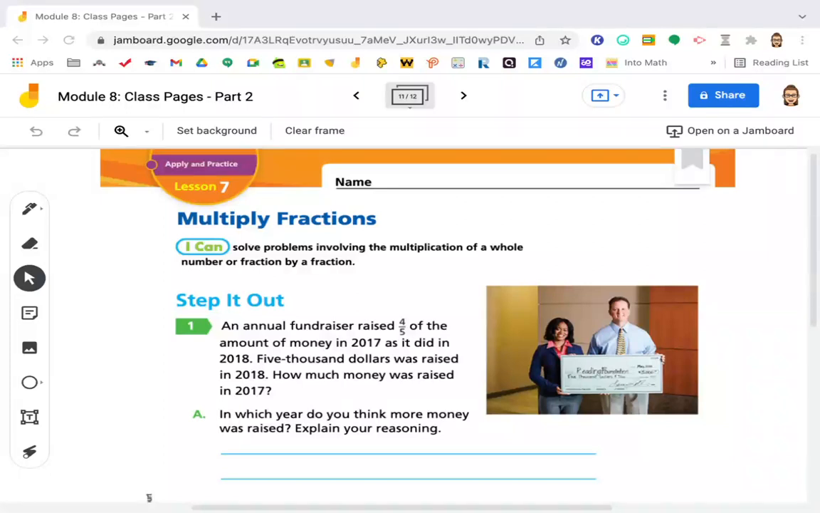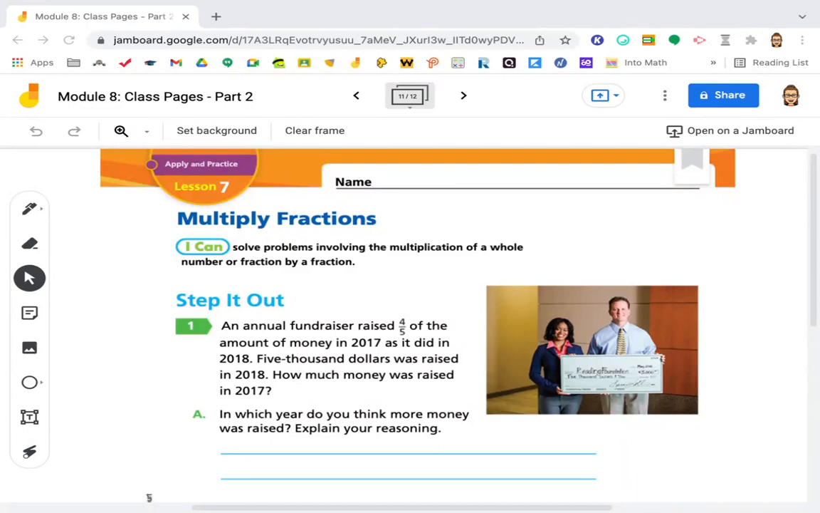Hello, my mathematicians. Today we are looking at Module 8, Lesson 7, and we are going to be learning about multiplying fractions. Hopefully by the end of this lesson you'll be able to solve problems involving the multiplication of a whole number or fraction by a fraction.